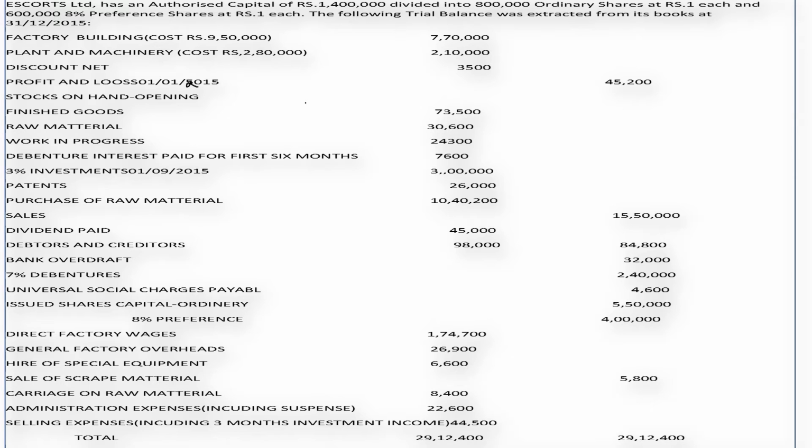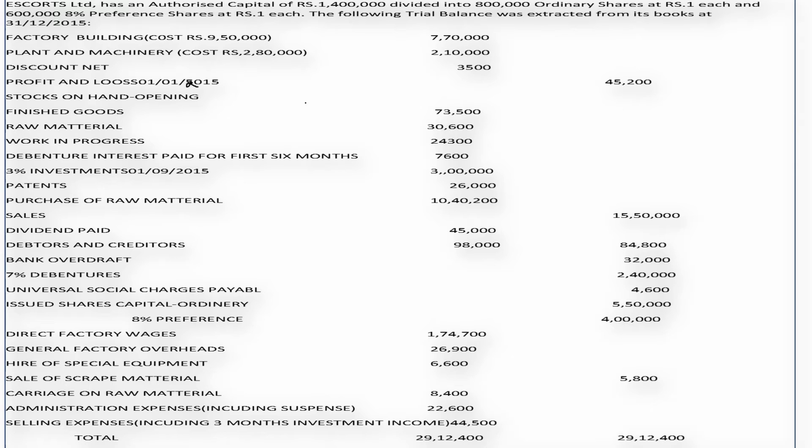Factory building, within bracket cost rupees 9,50,000 and book value is 7,70,000. Plant and machinery cost rupees 2,80,000, book value 2,10,000. Discount net 3,500. Profit and loss account as on 1/1/2015, 45,200. Opening stock finished goods 73,500.